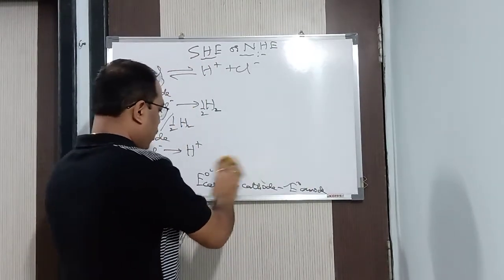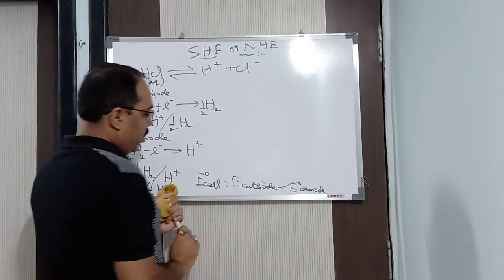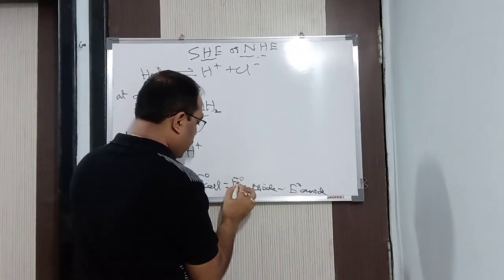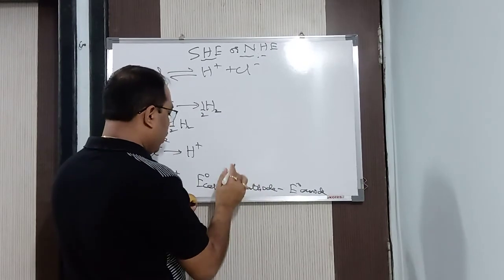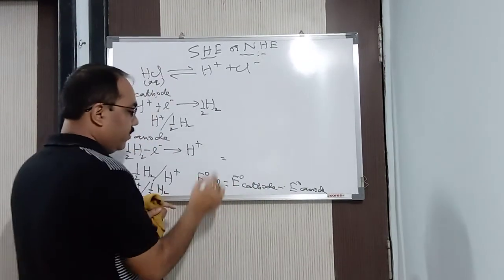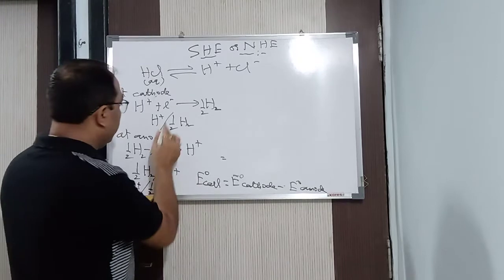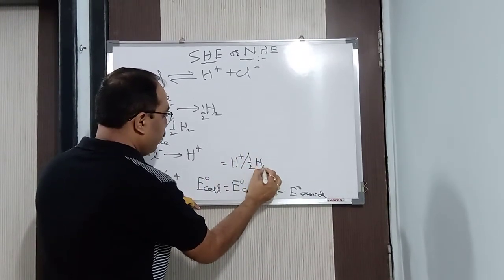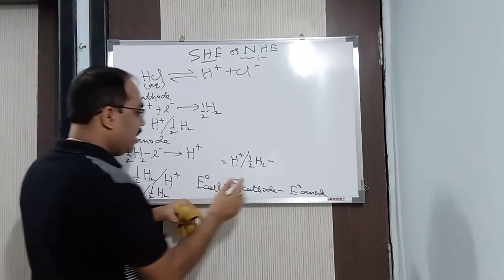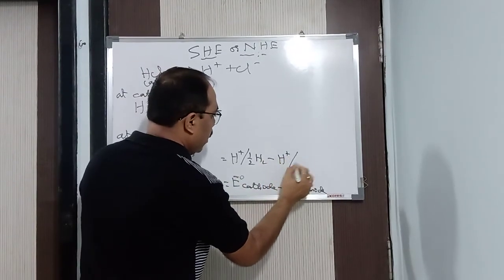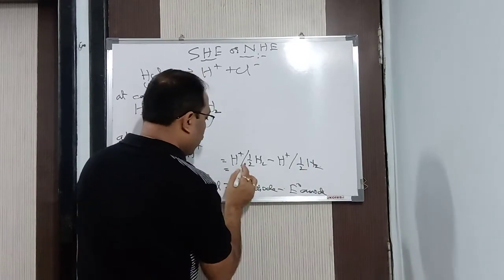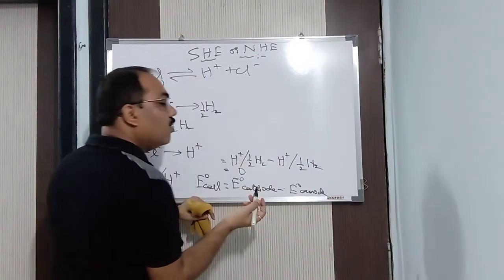Now see, E naught cell is E naught cathode minus E naught anode. What is E naught cathode? It is H+ / half H2. What is the anode? The same thing, H+ / half H2. Both are the same, so this is equal to 0.